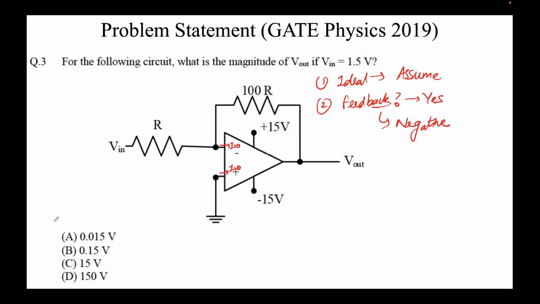So the option here would be C. Actually, technically it should be minus 15, but this is the most correct option. So we'll choose the option for V out as minus 15 volts, which is option C.